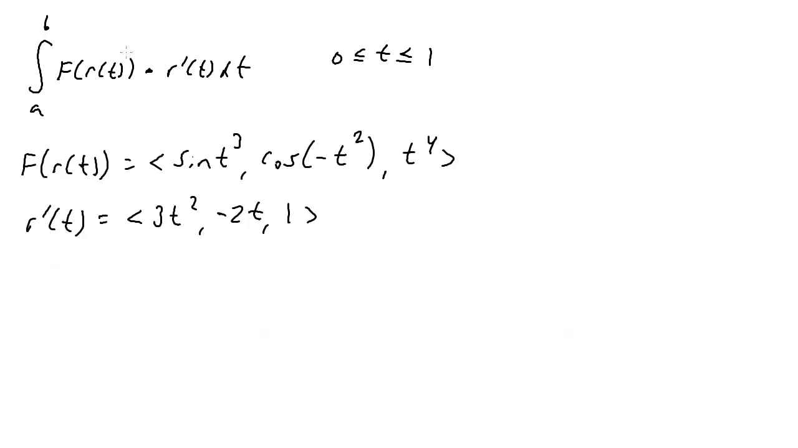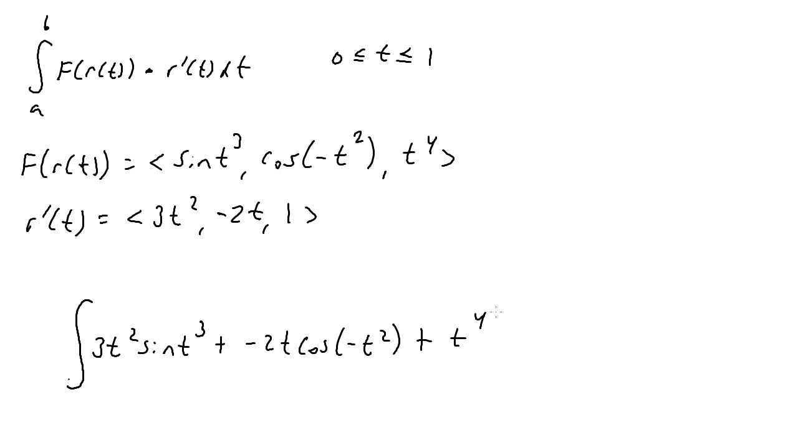So once again, the formula states we need to take the dot product of f of r of t and r prime of t. So when we take the dot product, remember we're going to multiply similar components together. So the x components will multiply together, get 3t squared times sine of t cubed, plus we multiply the y components together. So we have negative 2t times cosine of negative t squared. And then we can add the z components being multiplied together. So t to the 4th times 1 just gives us t to the 4th. And so we're going to go ahead and take the integral of that entire thing with respect to t. And then our t bounds are from 0 to 1, so that's going to be our a and our b.